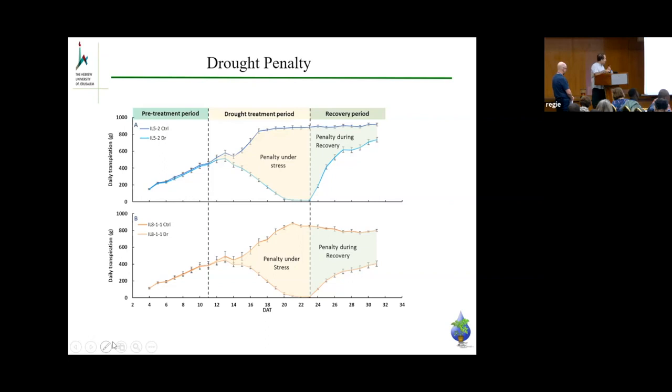The rate of recovery basically tells you how much the plant suffered during the drought. The more the plant suffers, the worse its recovery. Sorry, if both plants suffer the same because we control the stress, and this one recovers faster, we have less penalty and more yield.